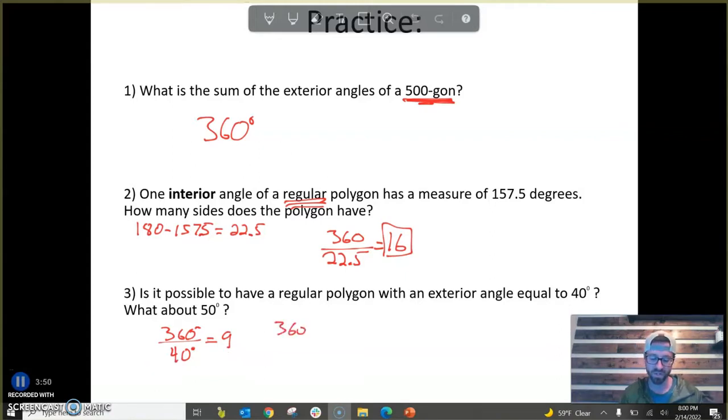Now, if we did 360 divided by 50, you would get 7.2. In this particular situation, it doesn't make sense to have 7.2 exterior angles or 7.2 sides. Therefore, no, it is not possible to have a regular polygon with an exterior angle of 50 degrees. But yes, it is possible to have an exterior angle of 40 degrees.